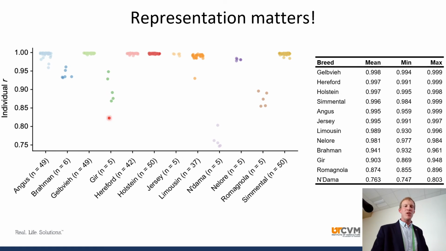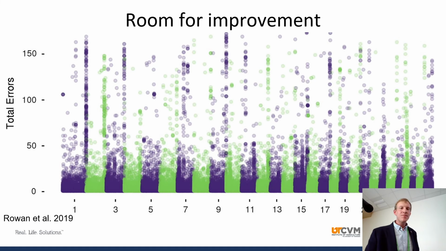Whereas when we move into breeds like Gyr or Romagnola that are much more sparsely populated in our imputation reference, we don't do nearly as good a job of imputing them, and even worse on a breed like Nadama, an African breed where we're just not representing those in the higher density reference that we use. The other thing, and this is looking across the genome at places where we make imputation errors. And so this tells me that there's a lot of room for improvement.